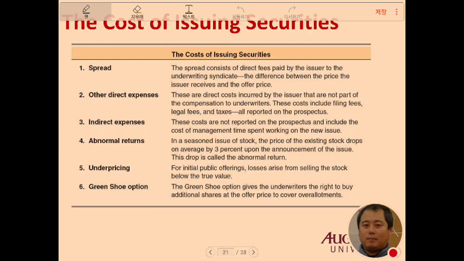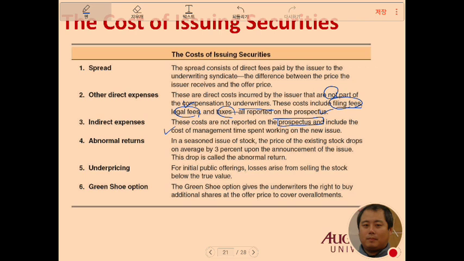This is the typical cost, the spread. Basically the benefit for syndicates, the price difference between the issue received and the offer price. Now there are other direct expenses incurred by issuers, like filing fees, legal fees, taxes, things like that. There are also indirect costs. They are not reported on the prospectus, but there's the cost of management time spent working on this issue. So this is indirect. It's hard to measure, but obviously this is also a cost.